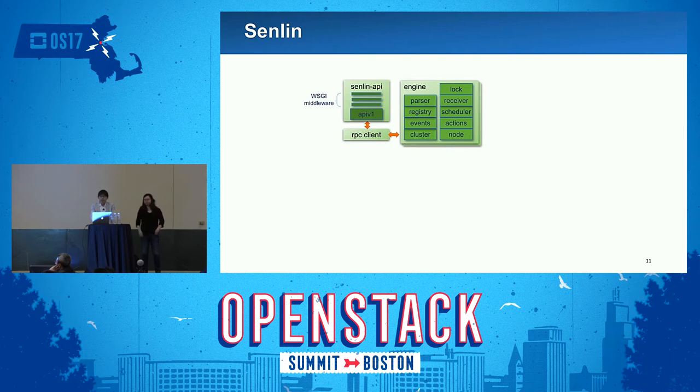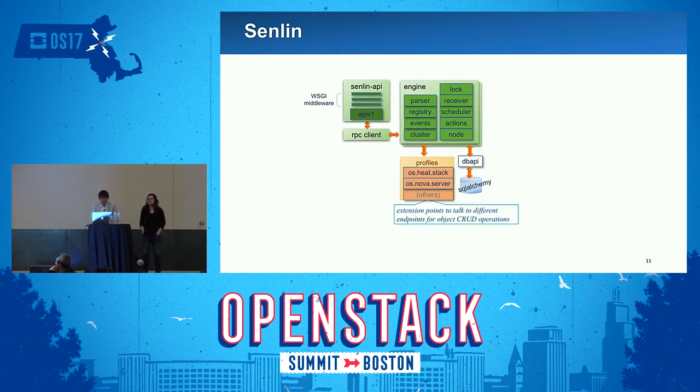Currently, Senlin provides a container cluster and VM cluster. Before you create a cluster, you need to create a profile. In the profile, the essential properties to create a VM or container are defined. The profile is used to create a node, and a cluster can contain one or multiple nodes.